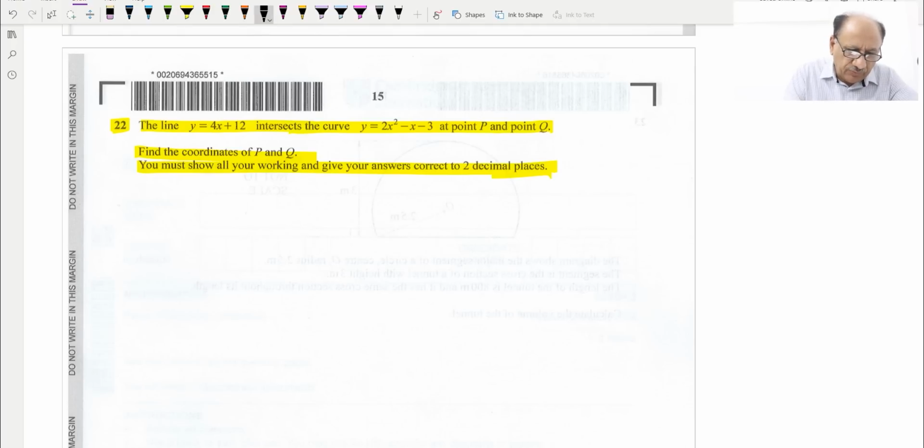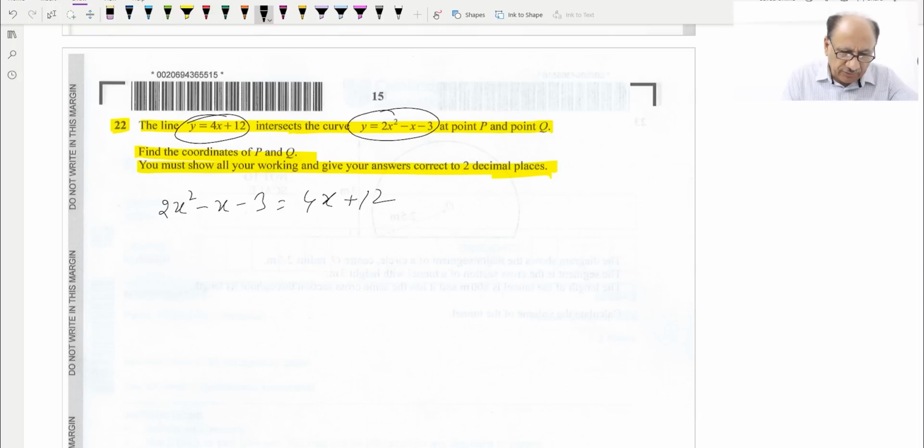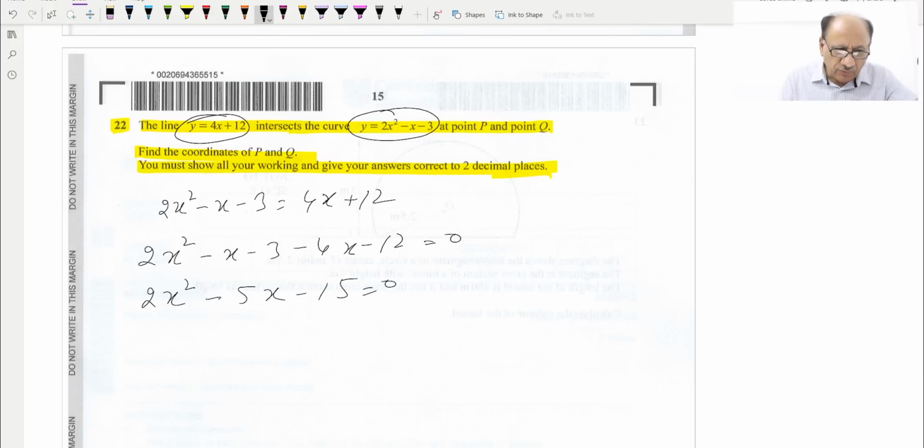So what we'll be doing, we'll be equating this equation and this equation, because this is a point of intersection which is required. So we can write 2x square minus x minus 3 is equal to 4x plus 12, and we need to find this actually for this quadratic equation. 2x square minus x minus 3 minus 4x minus 12 is equal to 0. We have shifted to the other side, and we can simplify 2x square minus 5x minus 15 is equal to 0. Now we need to find the x values.